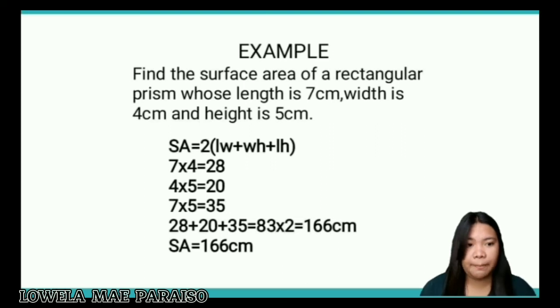So, kailangan natin siyang i-multiply by 2. So, ang sagot is 166 cm. So, the surface area is equal to 166.